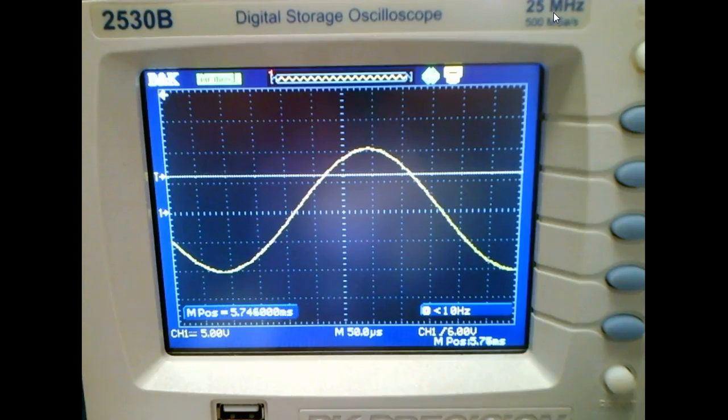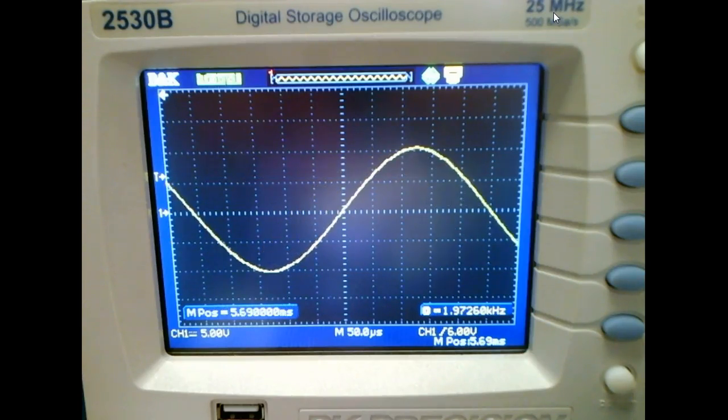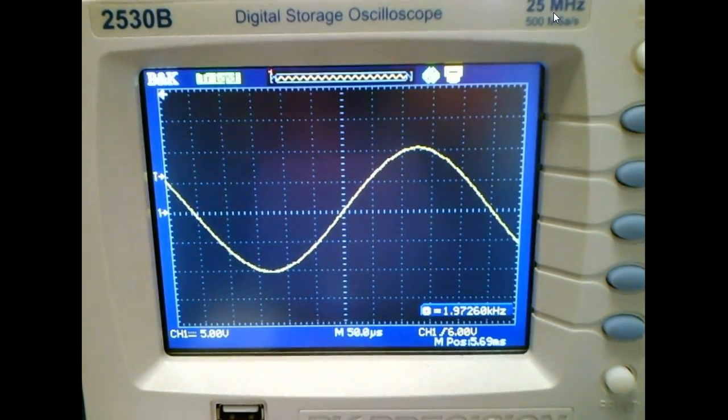Oops. So what's my voltage and what's my frequency for this waveform right here? So what's the voltage?